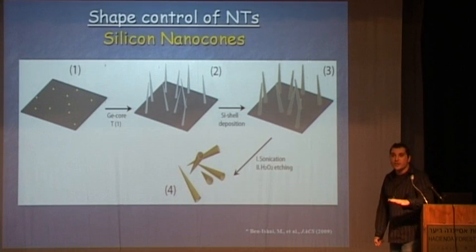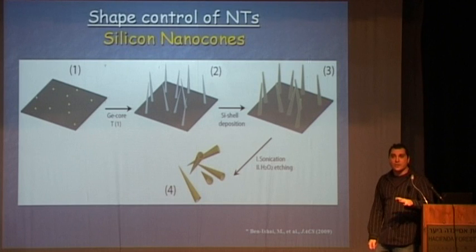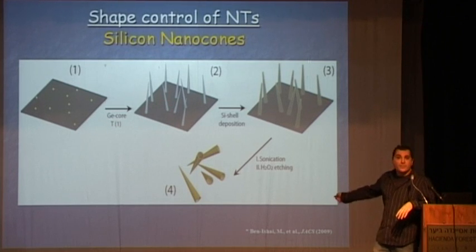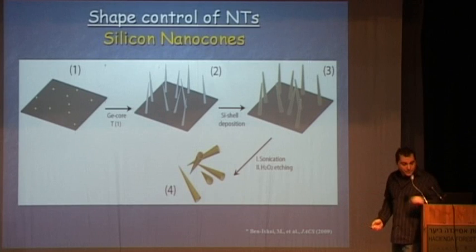In addition to the control over all the dimensions of the tubular structures, we also have control over the shape, using the same approach. We knew that we can control the shape of the germanium cores by controlling the temperature during the growth of the cores, and we can create conical structures.